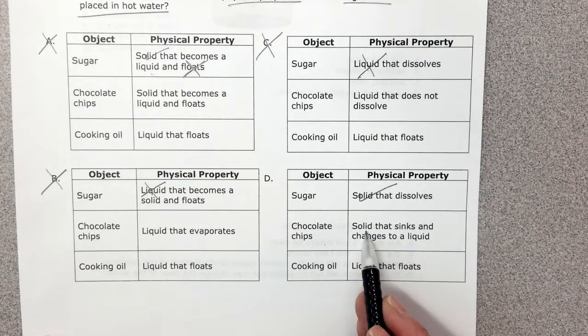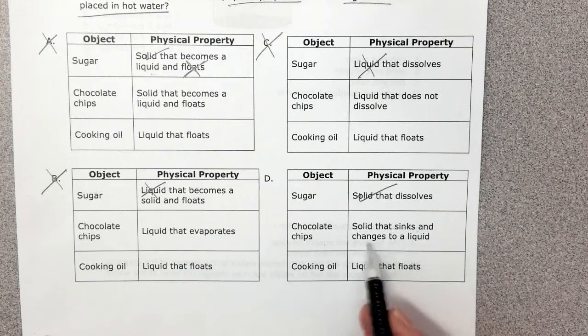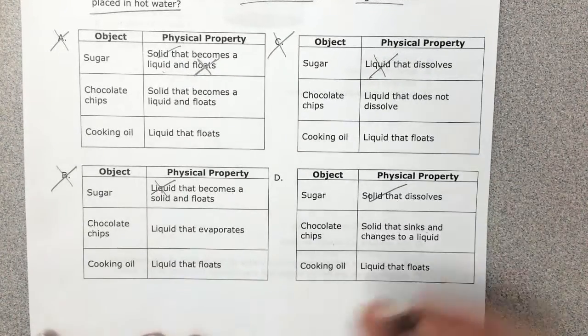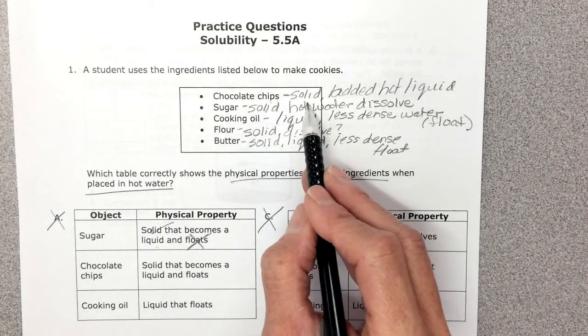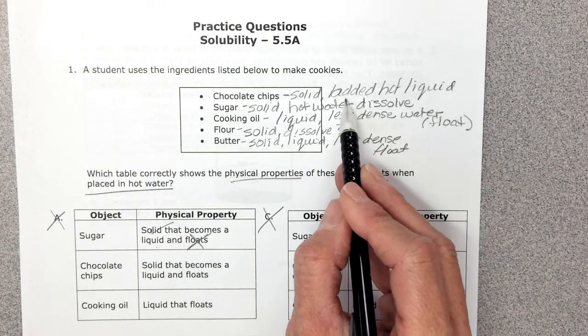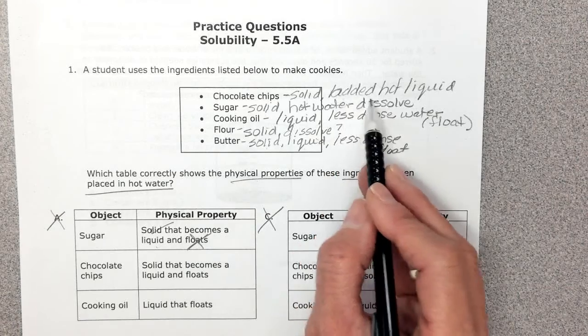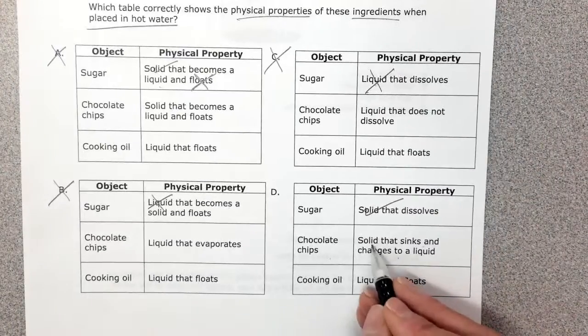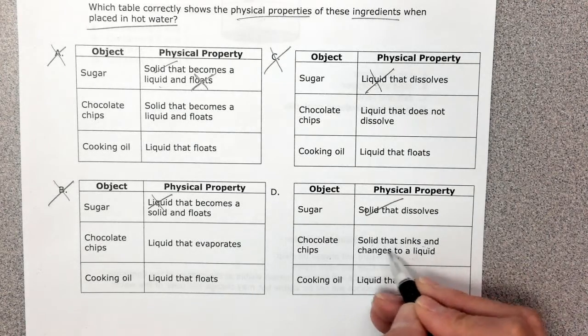Michael, what about the chocolate chips? Here it says solid that sinks and changes to a liquid. What do you think about that? Is that correct? Yes. The chocolate chips, we agreed up here that it was a solid, and added to the hot water, it should say it would be a liquid. So solid that sinks changes to a liquid.